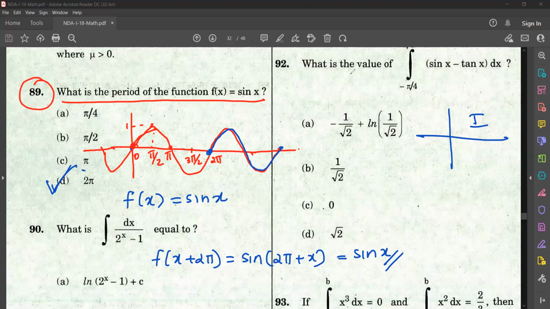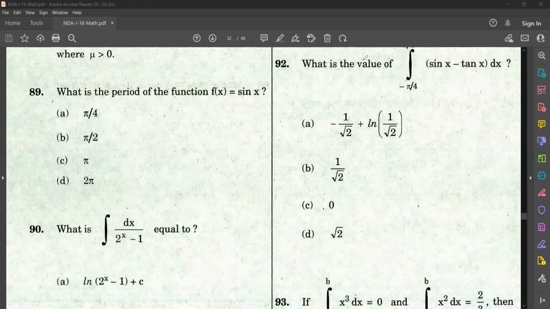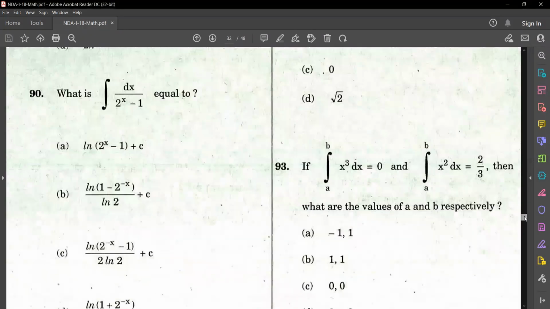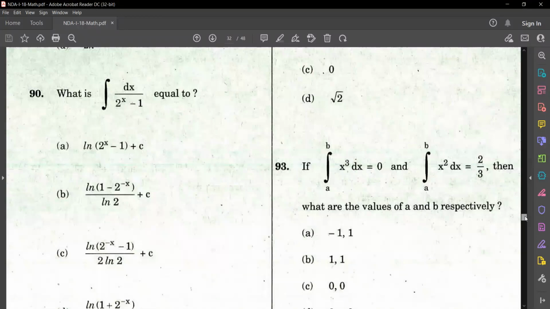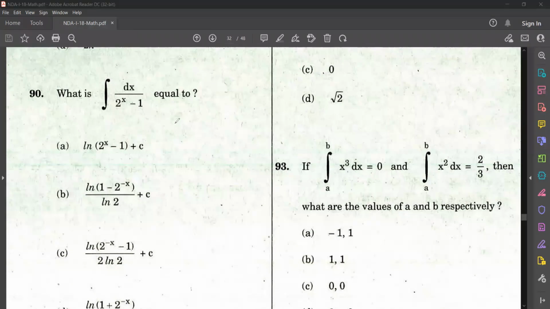Moving to the next question. Question number 90. What is the integral of dx by 2 raised to x minus 1 equal to?